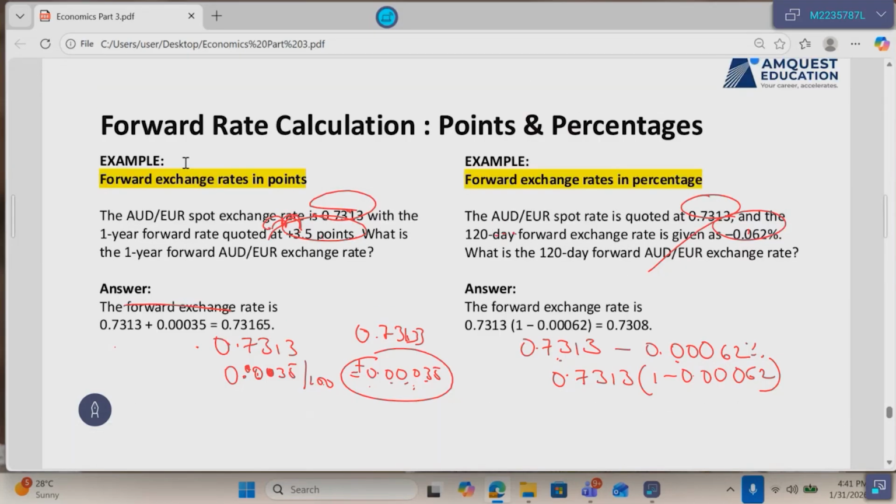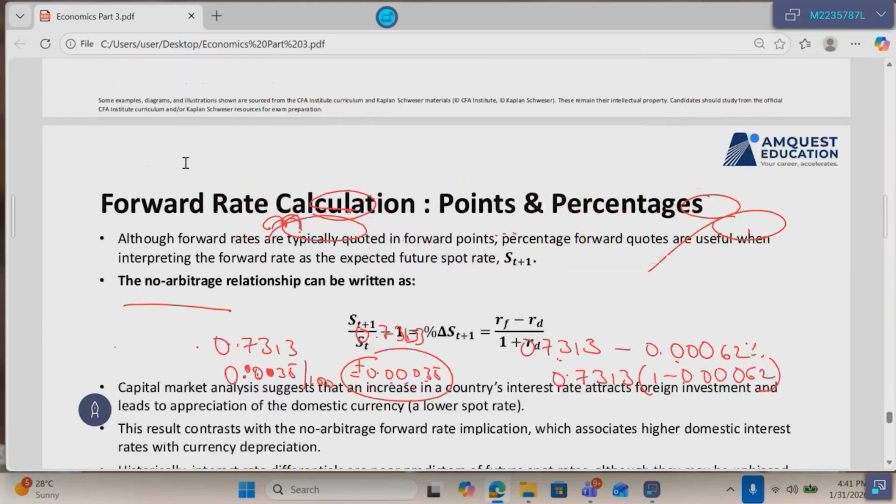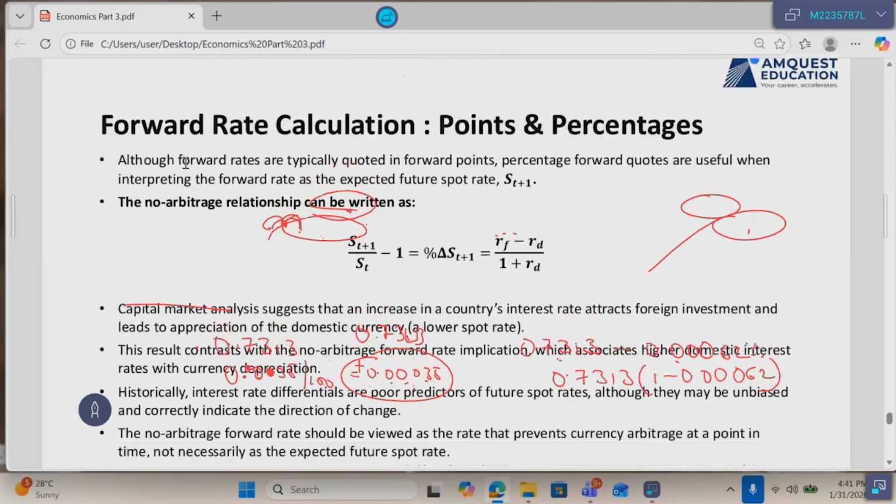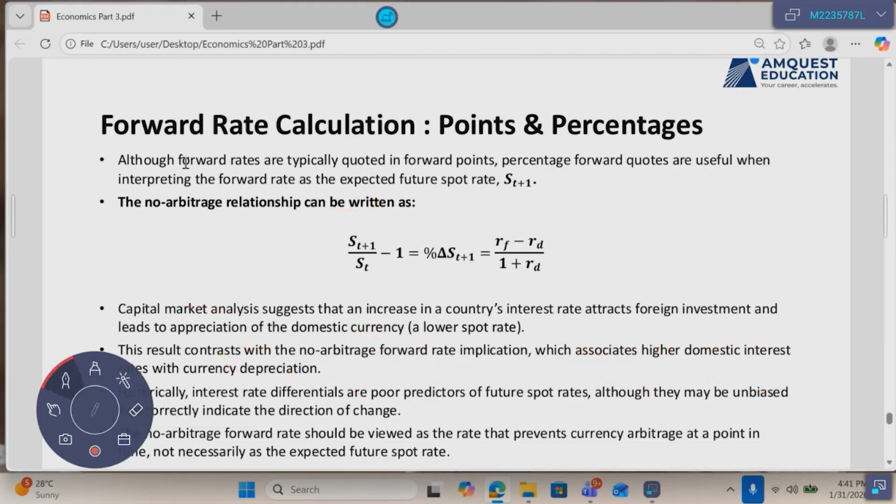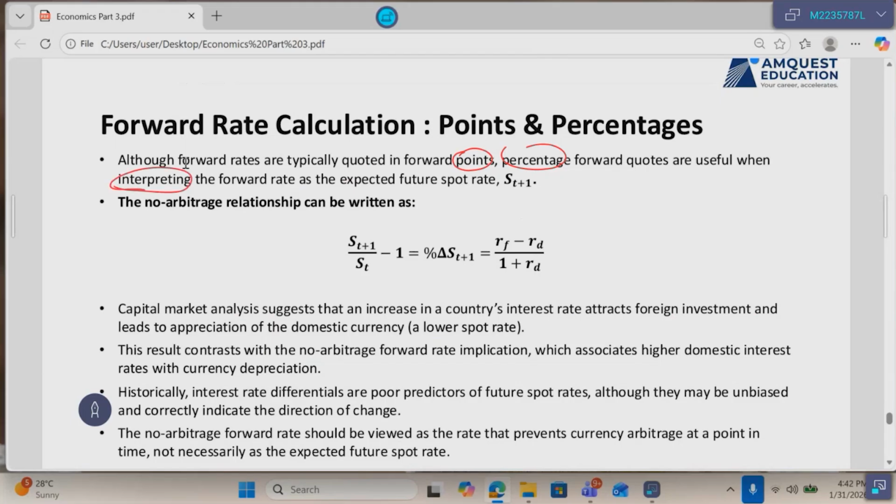So we learned how to compute the forward rate using points and percentage, right? And this is a quick summary of what we have just discussed. I taught you that I can quote it in points or percentage quotes, but percentage quotes are more useful and better because you can interpret them carefully. Okay. Now find a relationship. Now you know that the forward rate is higher or lower. It depends. How to find out how much higher or lower?